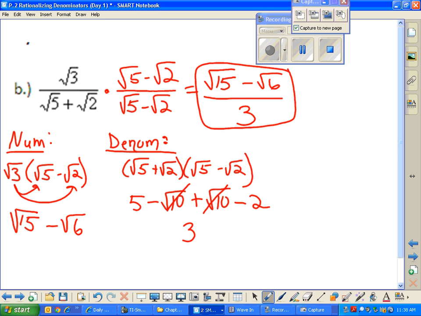Does anybody have any questions about that? Remember, you don't write it down unless you understand it. So if you're wondering why did those square root of 10s go away? You got to ask about that. If you don't know where the square root of 10 came from, you want to ask about that.